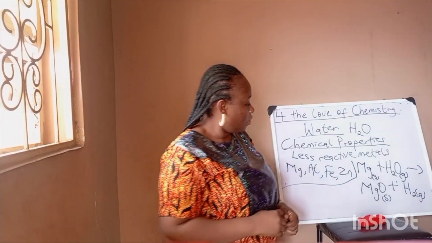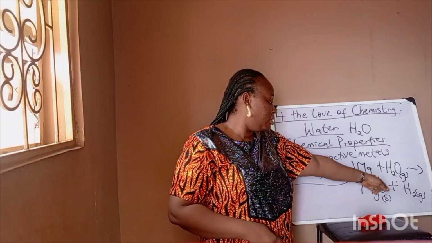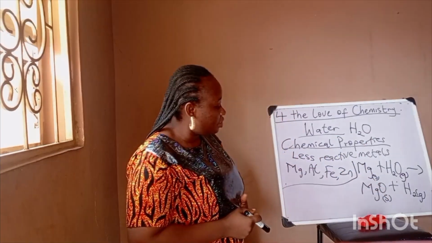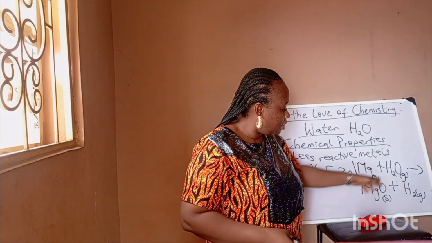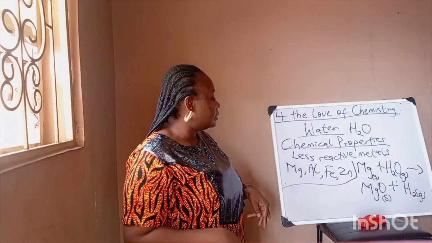Okay. So let's see if it's okay. Magnesium has a valency of 2, oxygen has a valency of 2, so 2 cancels 2. So this is a correct chemical equation. Let's see if it's balanced. One magnesium, two hydrogen, one oxygen, one oxygen. It is very, very balanced.